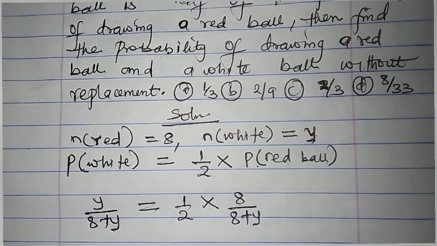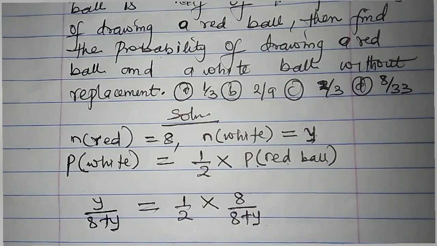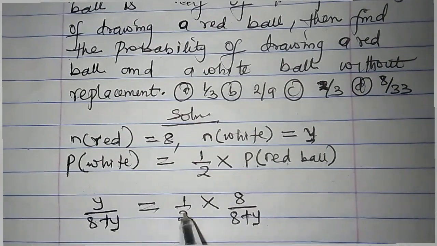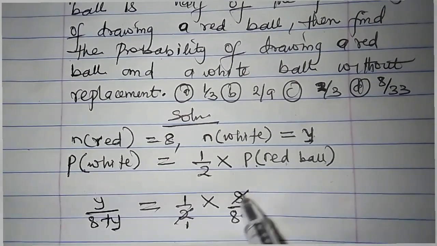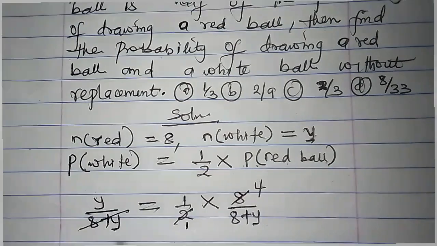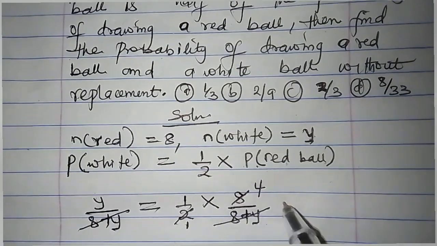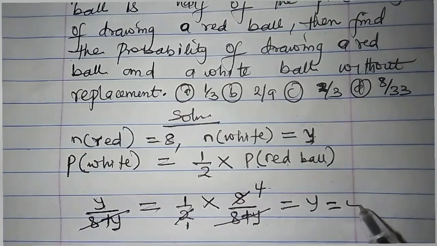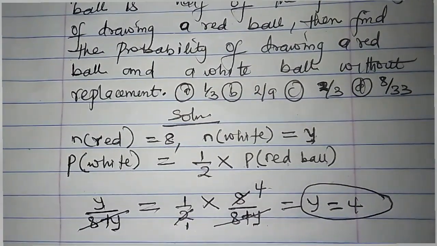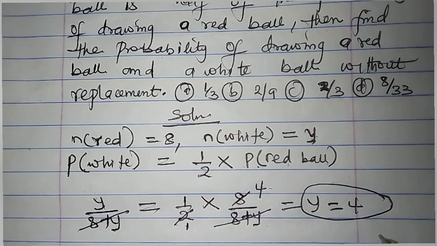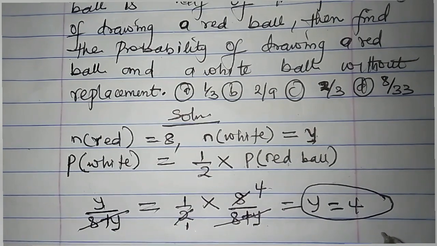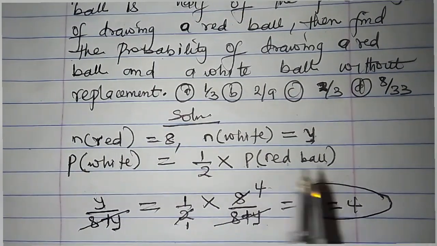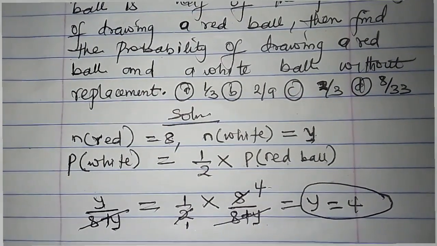So our aim here is to look for the value of y first, so that we can determine the probability of drawing a white ball. 2 here is 1. 2 here is what? 4. 8 plus y will cancel 8 plus y. So what we have now is y is equal to how many? 4. So this means that in the bag, there are 4 white balls. So making a total of 12 balls altogether. 8 plus 4 is 12. There are 12 balls in the bag.